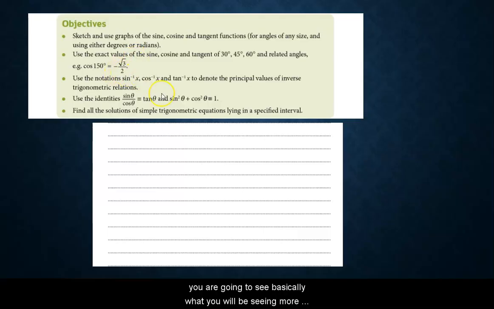And what you will be seeing more often is how to find, maybe without using the calculator, the value of the cosine of a particular value, or maybe without using the calculator find the sine of a particular number. And I will guide you on how you can do that without the use of the calculator. Of course, if you are told not to use the calculator, you should not use the calculator, right?